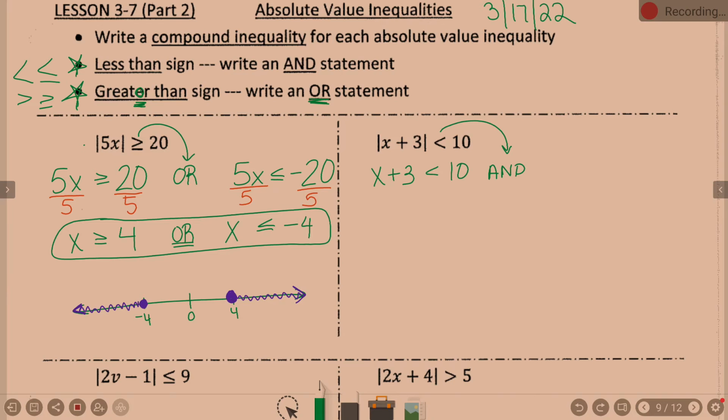Now I'm going to write my second inequality. The part in the absolute value, you keep the same. So it's x plus 3, positive 10? Negative. Becomes negative 10. And you switch this up. And the less than sign becomes a greater than sign.